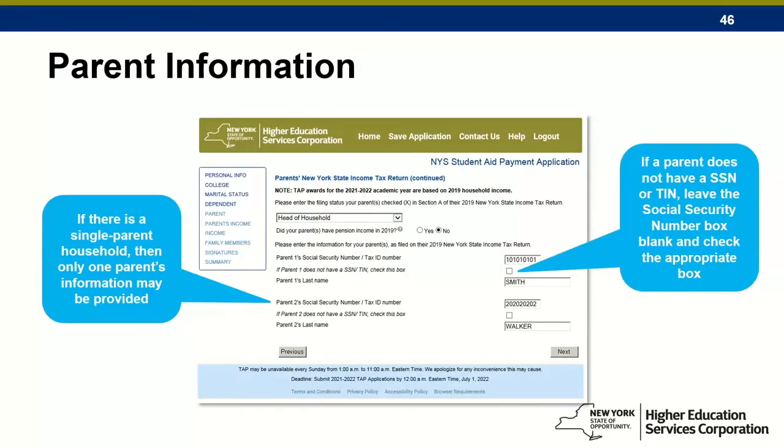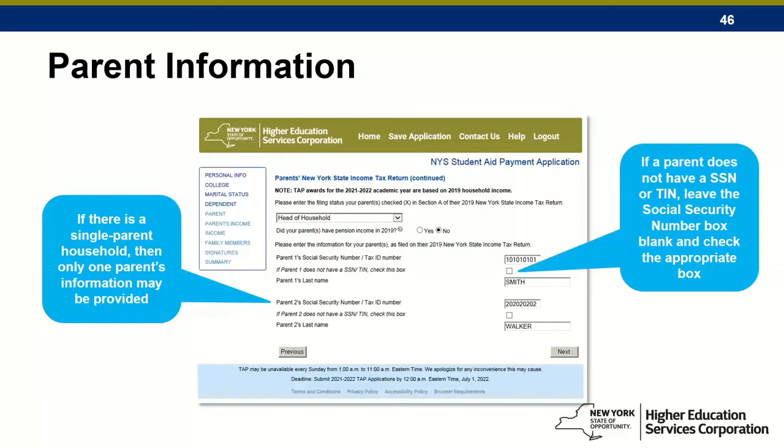Now, if they're a tax filer, it'll ask what kind of tax return filing status they use, like married filing jointly, head of household. If they're a non-tax filer, they don't file taxes, then they'll simply be asked to enter the socials, tax ID numbers, and last names of their parents. Now, the social or tax ID number is different from FAFSA because FAFSA only takes socials. New York State TAP, we do take the tax ID number if the parent has one.